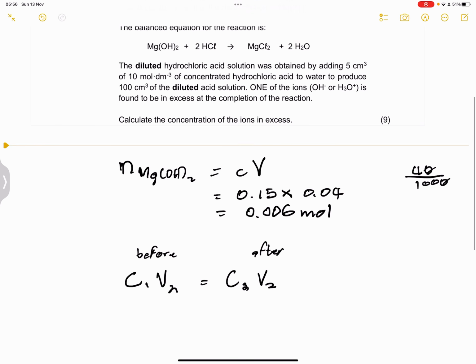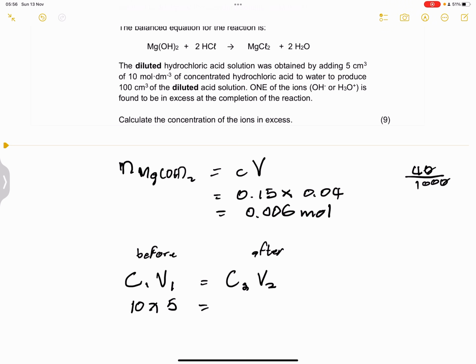So they said we took 5 cubic centimeters of a 10 mole per cubic decimeter solution. So the concentration initially was 10. I'm not sure why I wrote C2 there. So that's 10 times the volume, which was 5. Now there's nothing wrong with keeping it in cubic centimeters. If you want to, you can convert to cubic decimeters, but that's really up to you. I'm going to keep it in cubic centimeters because even after we diluted it, the volume was still in cubic centimeters. For as long as those volumes are in the same units, that's fine.